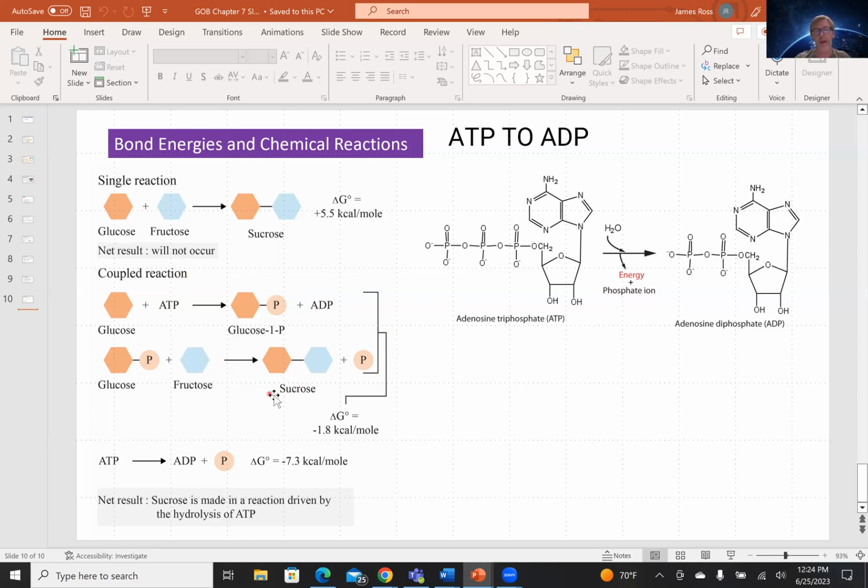We couple them together biochemically, and if we take both overall, we subtract the 5.5 from the 7.3, and we're left with a net negative 1.8. So provided that we're always releasing energy, then the biochemistry will happen. And here we are indeed releasing 1.8 units of energy. So we can use ATP to synthesize sucrose. So that's a small example of how we can leverage energy to make compounds biochemically. And that concludes this video.